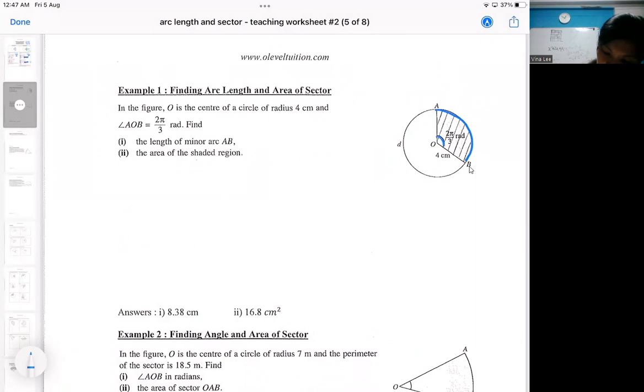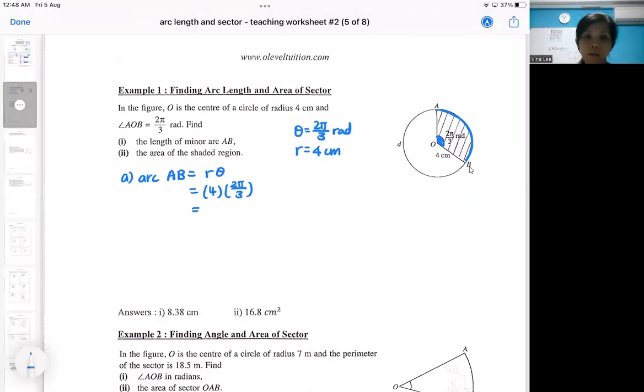So this angle is the theta that we're talking about. Theta is in radian, and the radius is 4. If I would like to find the arc, straight away I just apply my r theta. The formula is just r theta. The r is 4, the theta is 2 pi over 3.